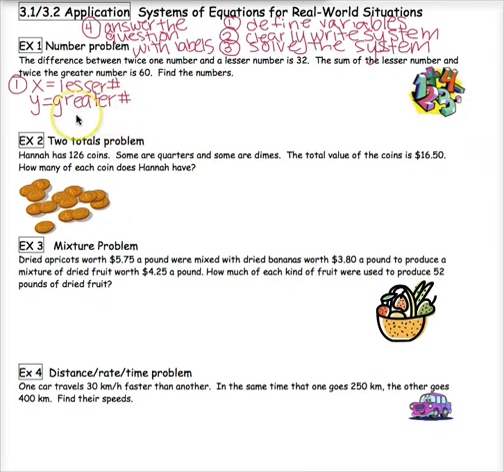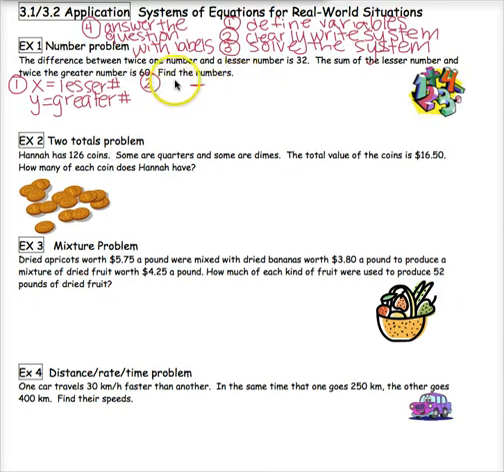Now, once I've done that with my first read, now I go back and I read it again to start step 2 to come up with my actual system. So the first sentence, and I do this one sentence at a time usually, the difference between twice one number and a lesser number is 32. That sentence should translate into an equation. When you see the difference between, difference in math means subtraction, so we're going to be subtracting two things. What are we subtracting? Twice one number and a lesser number.